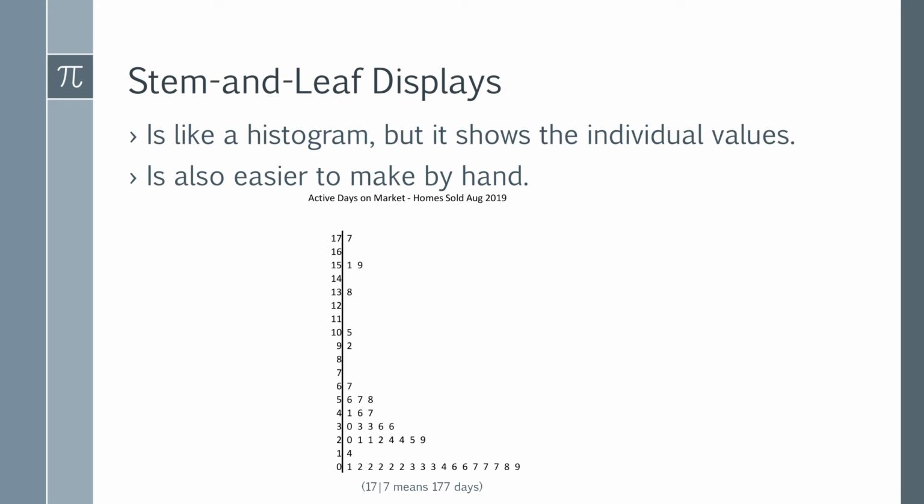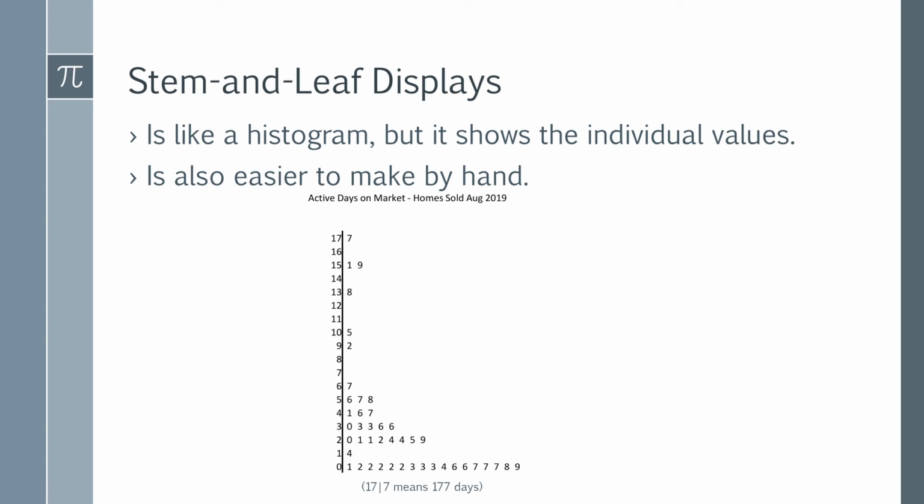What that tells you is one of those homes was on the market for 151 days and the other home was on the market for 159 days. Another example, let's follow that left axis down to the 13. There was one home that sold between 130 days and 139 days. It was actually on the market for 138 days.